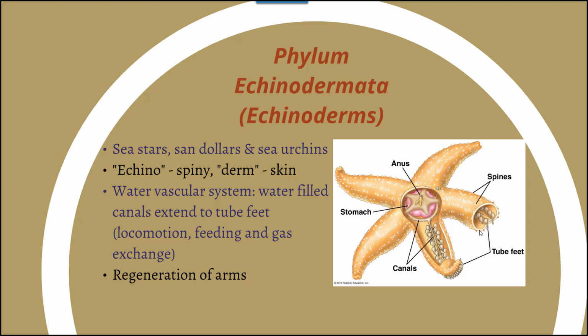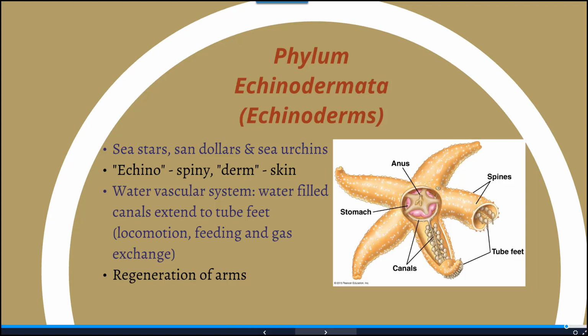They also are able to regenerate their arms, so they have specialized cells that are similar to stem cells, which are located at the base of these arms and along these arms, such that if it got cut off, then it can regenerate and create any of the structures that are needed in order to complete that arm. So it's a pretty interesting feature of these organisms.